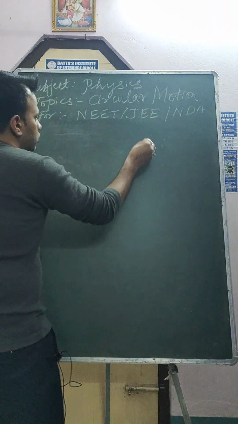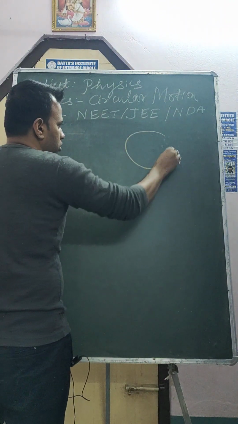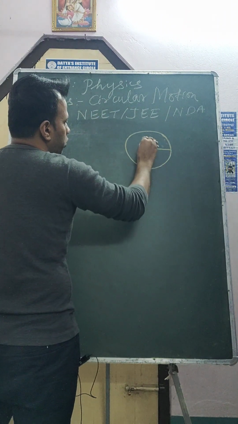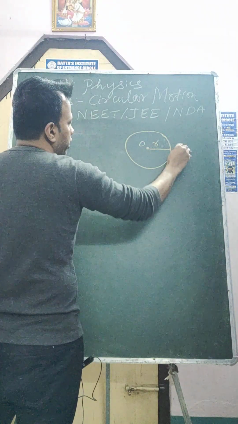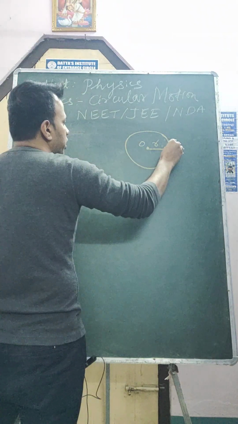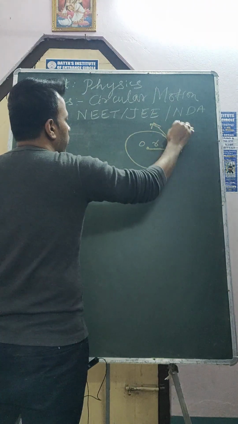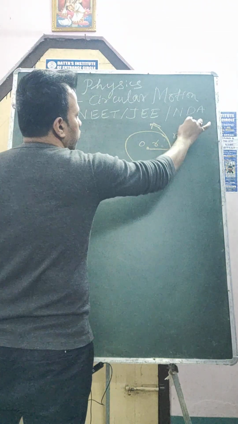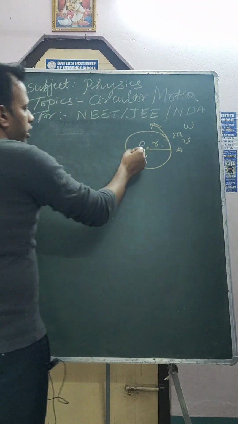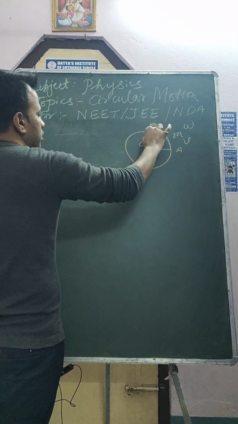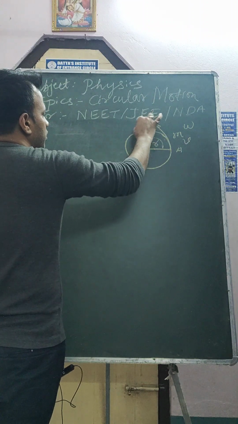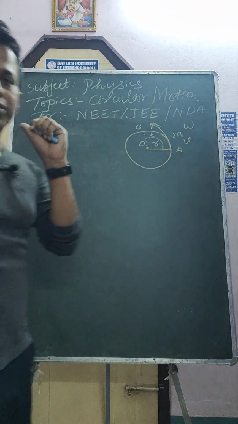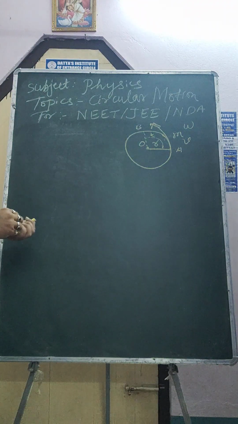Okay, so suppose this is a circular path with center O and radius R. One particle of mass m at point A is revolving around this path with linear velocity v, and omega is the angular velocity. After a time t, the particle comes to point B. Here we will get some relations or formulas.